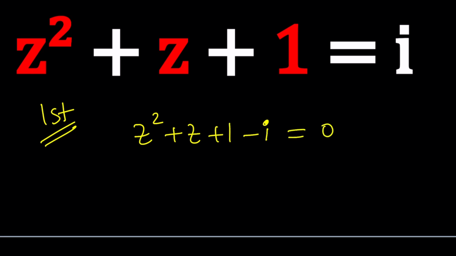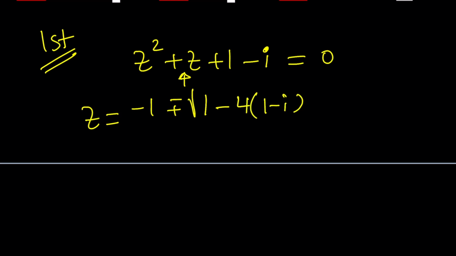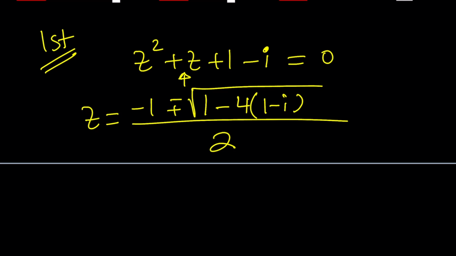Quadratic formula basically applies to any quadratic equation even when the coefficients are non-real complex numbers. So from here z becomes negative b. Notice that the coefficient of z is 1, negative 1, plus minus the square root of b squared, which is 1, minus 4ac. A is 1, so I'm just going to write the c and then divide the whole thing by 2 and I should be done, right?